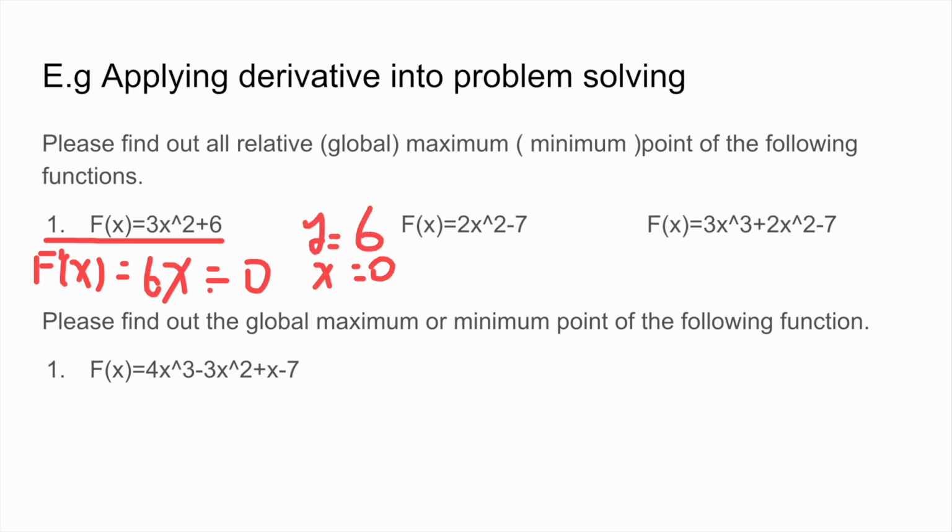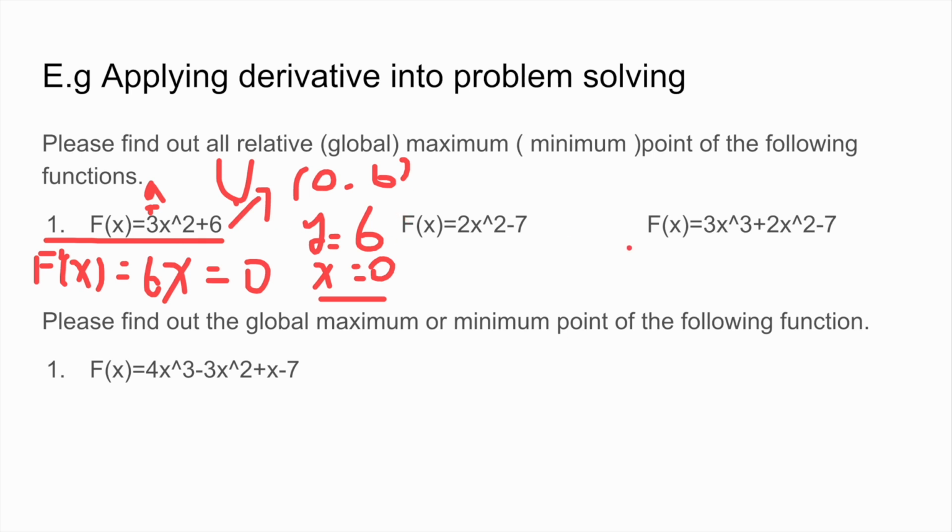As we all know from section 1, the function is a quadratic function, which means there are no relative minimum points. There are only the global maximum or minimum points, and we check the coefficient here, 3. It's a positive number, so the function is concave up. So there will exist one minimum point, at x equals 0 and y equals 6. So the global minimum point for the first function is (0, 6).